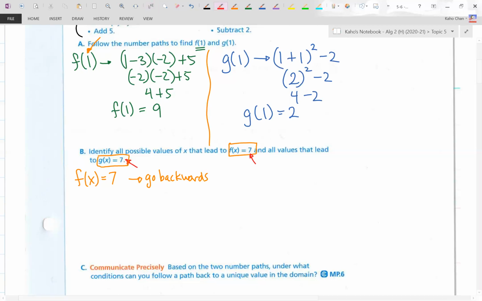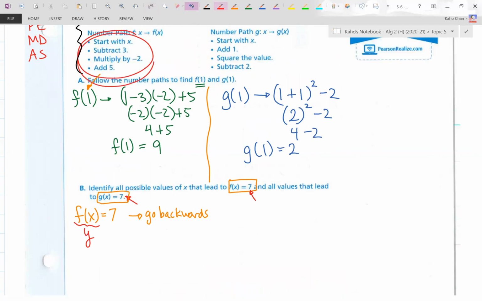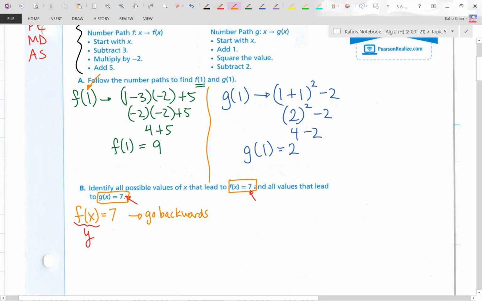F of x, in this case, think of it as the letter y. All right, from above, and you may not be able to see it right now. Let me scooch on up a little bit. Let's go backwards of this particular path right now. Instead of adding 5, I'm going to go ahead and subtract 5. Subtract is the inverse of adding.